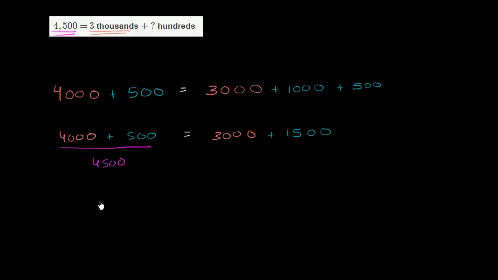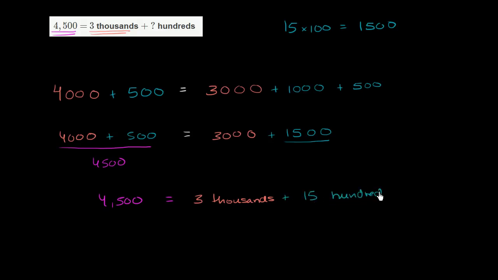So let's rewrite everything. We can rewrite this as saying 4,500, just to get the exact same form that they wrote it over there. So we could write 4,500 is equal to 3,000s plus, now we have to just write this in terms of hundreds. Well, this is 1,500s. Literally, if you took 15 times 100, it's going to be equal to 1,500. So this could be viewed as 1,500s. So plus 1,500s. So in this situation, the question mark is equal to 15.